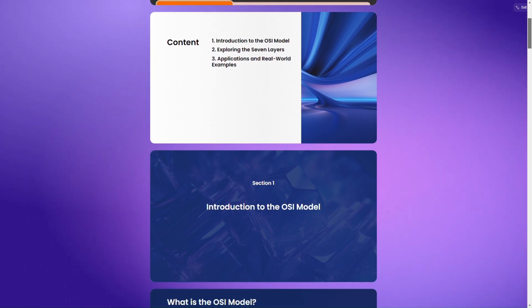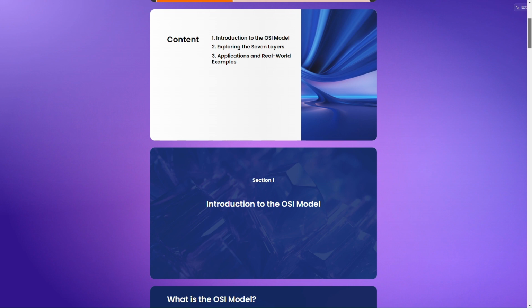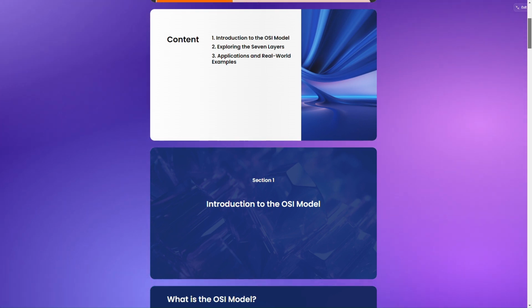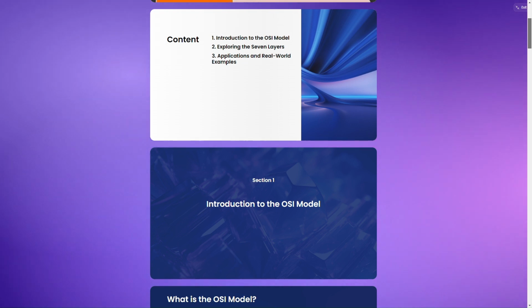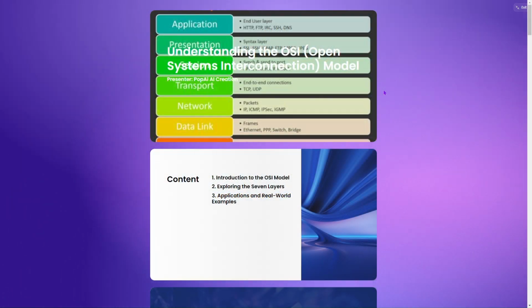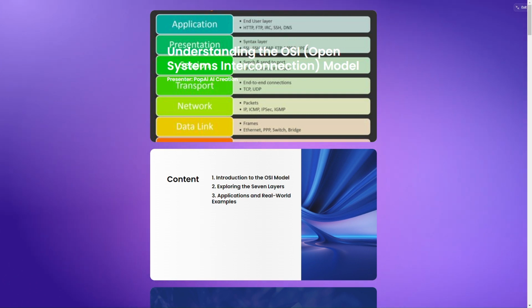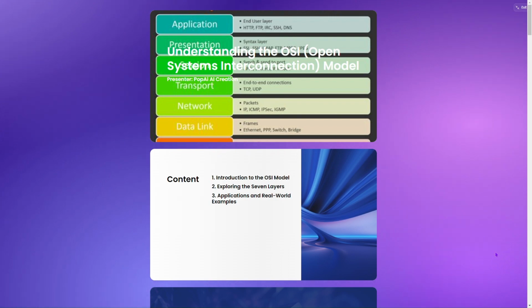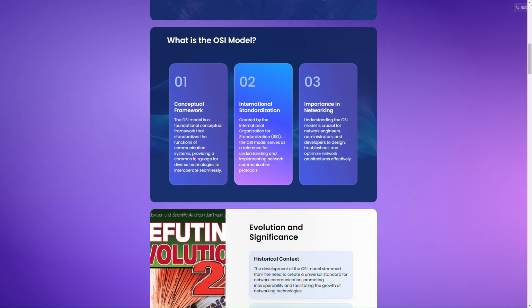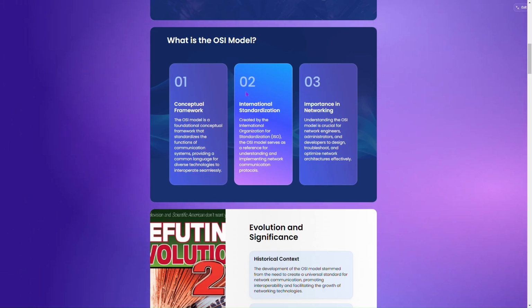What you'll learn. By the end of this video, you'll have a detailed understanding of each layer of the OSI model, including its functions, real-life examples, and associated protocols. Here's what you can expect to learn about each layer. 1. Introduction to the OSI model. 2. Exploring the 7 layers. 3. Applications and real-world examples.